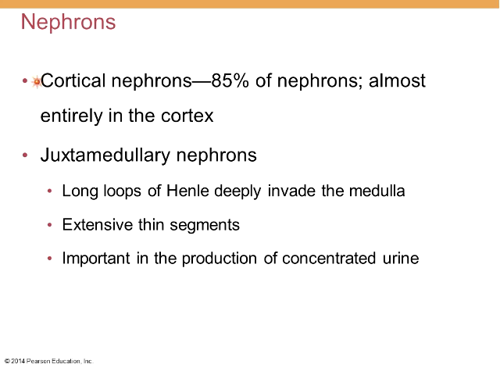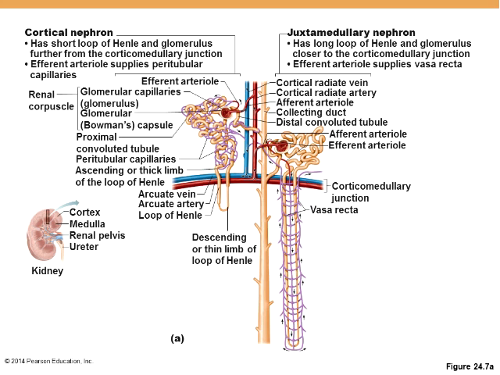Now, nephrons, we have cortical nephrons, and about 85% of the nephrons are cortical nephrons, and they're almost located entirely in the cortex of the kidney. And then we have juxtamedullary nephrons, where the loop of Henle actually deeply invades the medulla, and they have these extensive thin segments, and they're really important in the production of concentrated urine, or pulling all the water, if you will, out of the filtrate, and we'll see that in just a bit also.